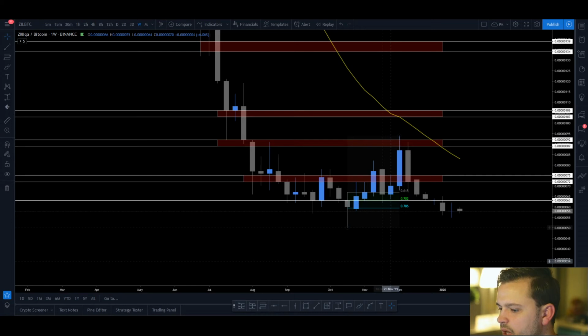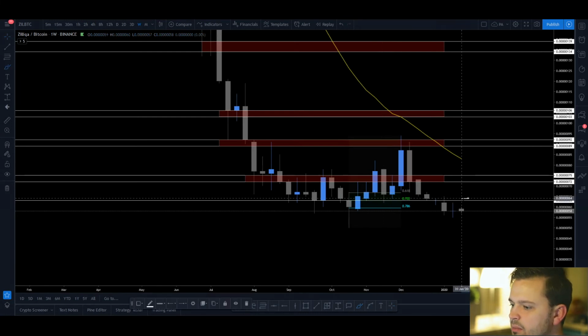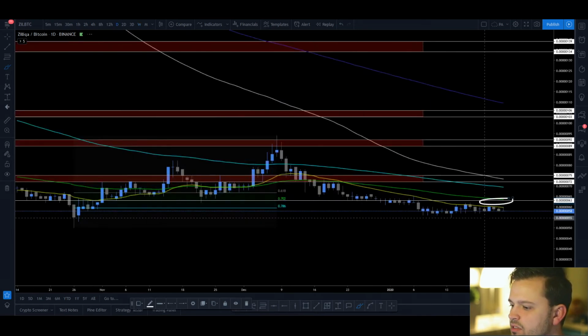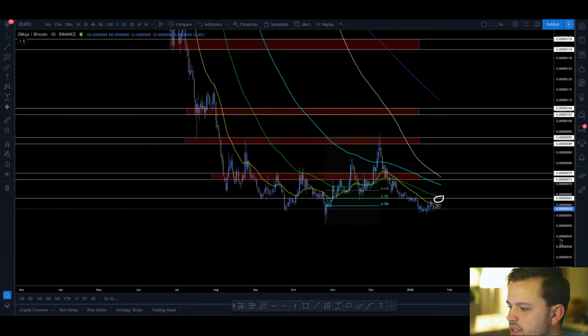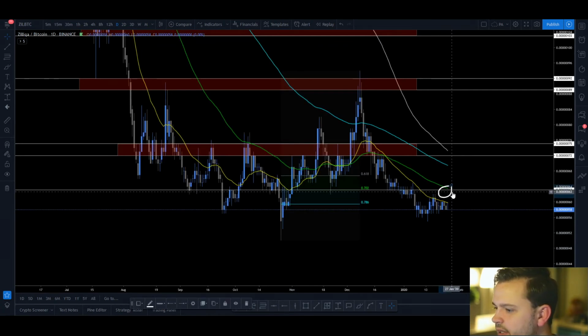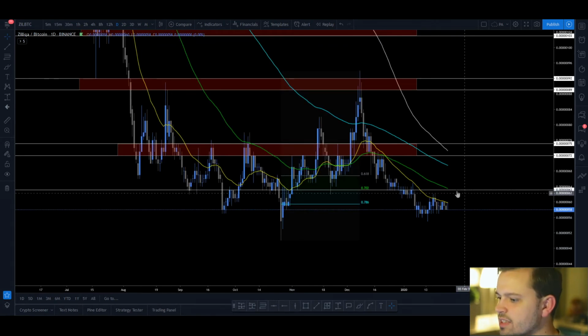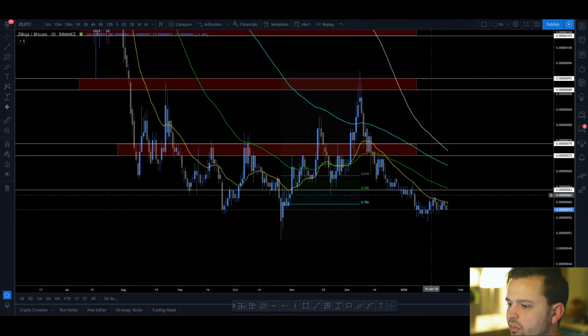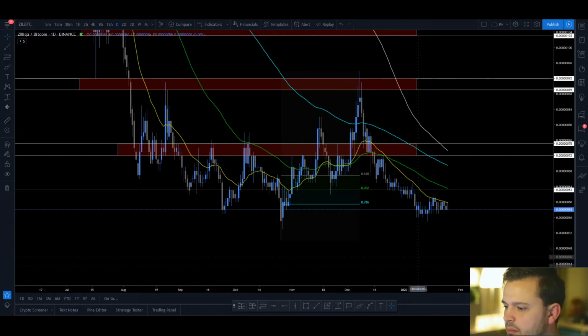and we haven't really seen any proper bounce in RLC. So what I would like to see here is a reclaim of this area here, confluent with the midpoint of the RLC. Let's zoom into the daily here. As you can see here, if we reclaim this area here, the 63 cent area, we will have reclaimed the daily 21 EMA and the 55 EMA. So that will be very bullish in my opinion.